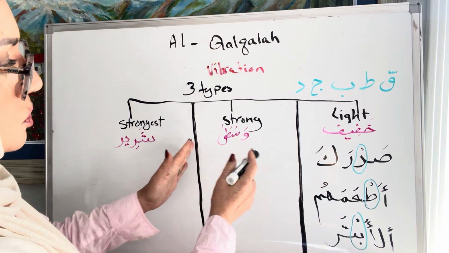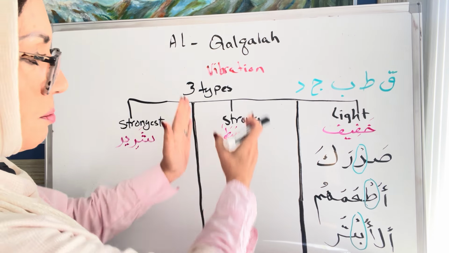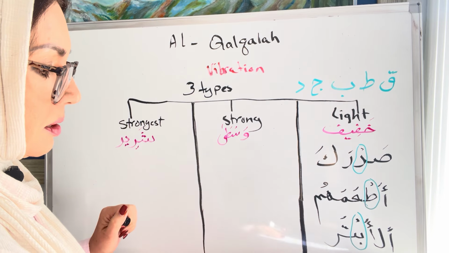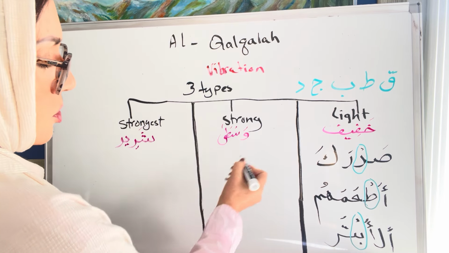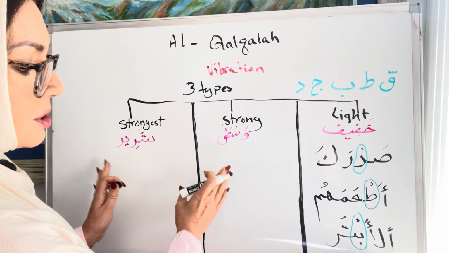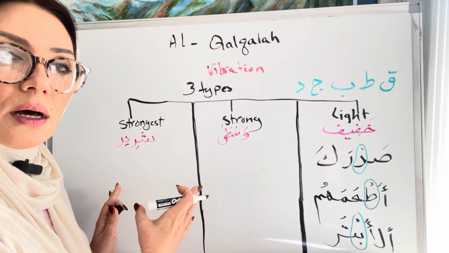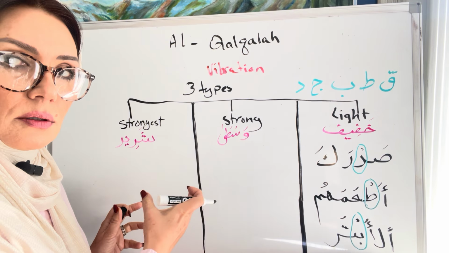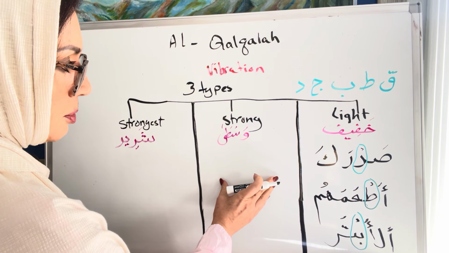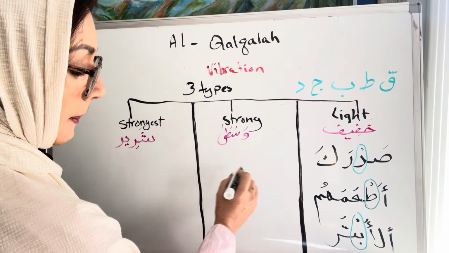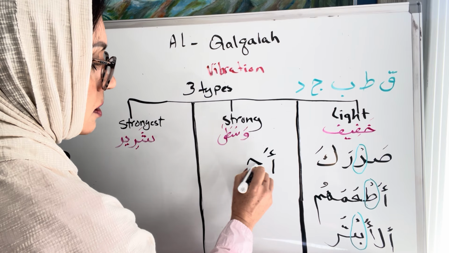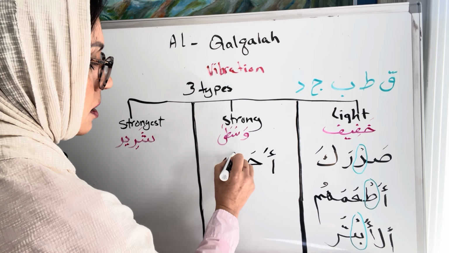Now we have the wusta, which is the strong, but it's middle. It's not either this or that. That is what wusta means, meaning it's middle. Now these two categories, most of the time they come at the end of an ayah. So let's give the examples for the strong. First of all, we have the word ahad.